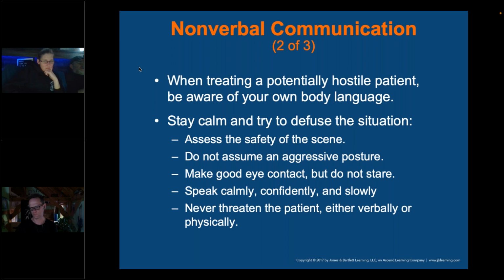So when treating a potentially hostile patient, be aware of your own body language, right? Stay calm and try to diffuse the situation. Assess the scene for safety. If the scene is not safe, you do not go in, okay? Hang back. Do not assume an aggressive posture. If you walk in there ready to fight, there's probably going to be a fight, right?